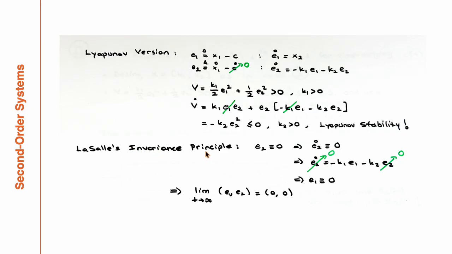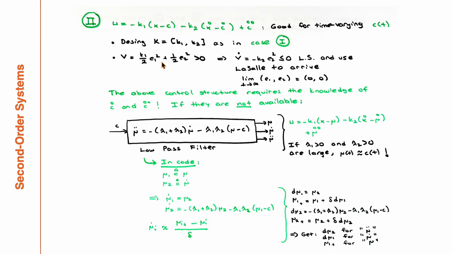Thanks to it, we show both E1 and E2 go to 0, meaning that x1 will track the constant command, and E2, which is x1 dot, my velocity, will vanish as expected from the previous analysis. That was a different version; I just gave you the Lyapunov version.